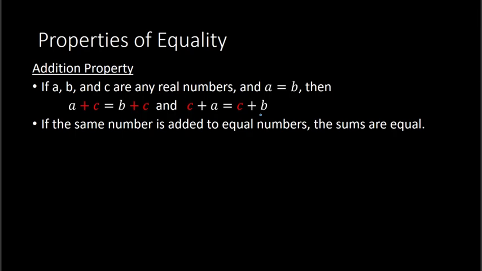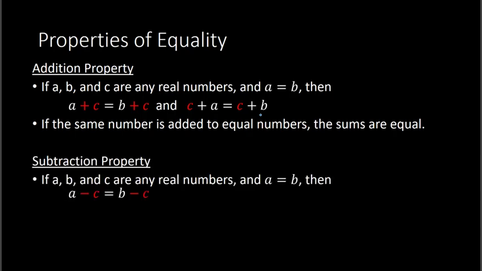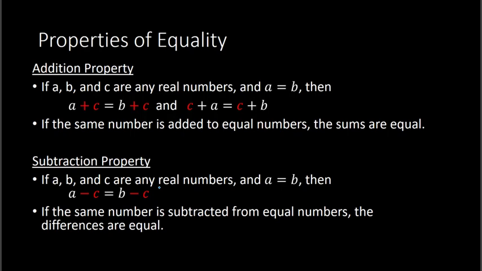So if the same number is added to equal numbers, the sums are going to be equal. And the same thing is true with subtraction. I can subtract the same thing from both sides. So if a, b, and c are any real numbers, and a and b are equal, then a minus c would equal b minus c. So bottom line, if the same number is subtracted, then your answer will still be the same. So I can subtract or add the same thing to both sides.